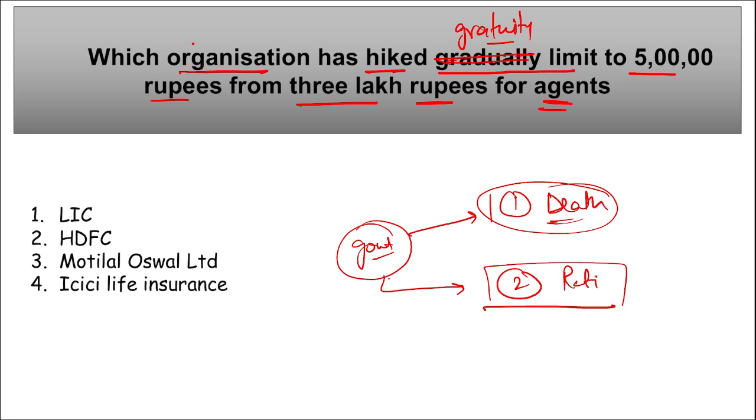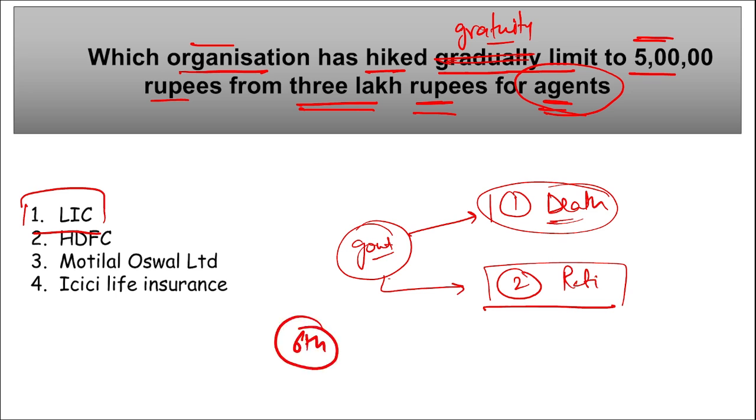So the question asked here is which organization has hiked the gratuity limit to 5 lakh rupees, that was earlier 3 lakh rupees, for their agents. So it is your LIC, Life Insurance Corporation. They have increased their gratuity limit to 5 lakh rupees, that was earlier 3 lakh rupees, and their aim is to improve the working conditions and the benefits of the agents from 6th of December 2023.